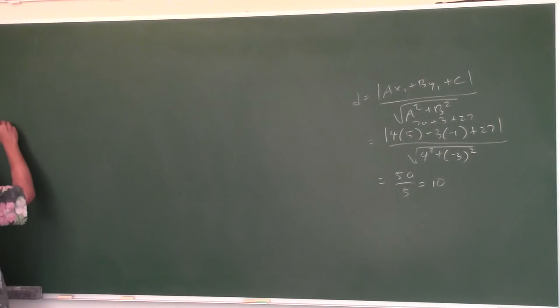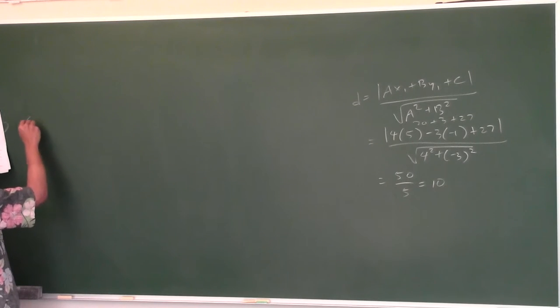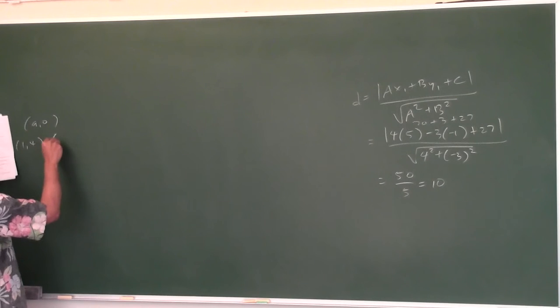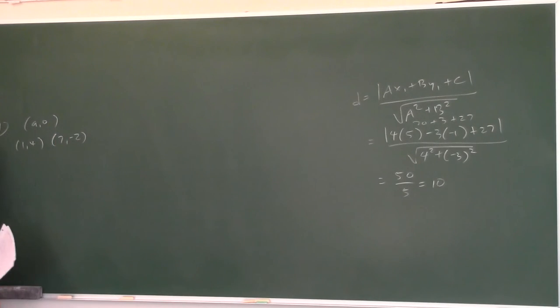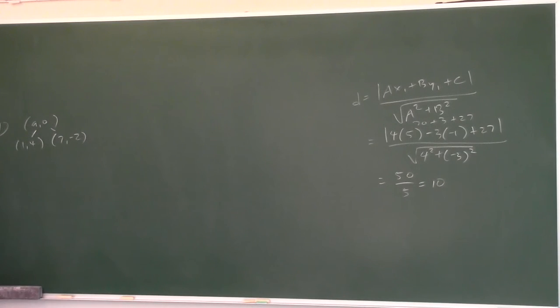Number 11. This is slow going, man. Find the point on the x-axis. Look, I even give it to you. That is equidistant from these 2 points. Now, what does equidistant mean? It means this distance and that distance are equal.